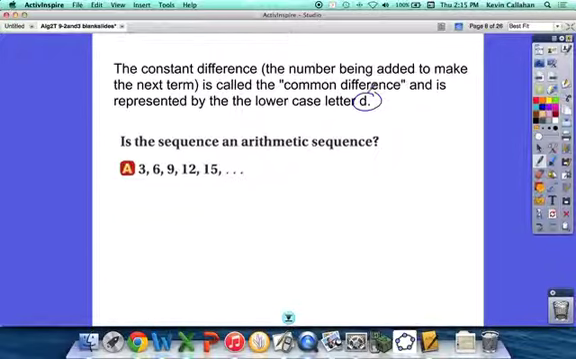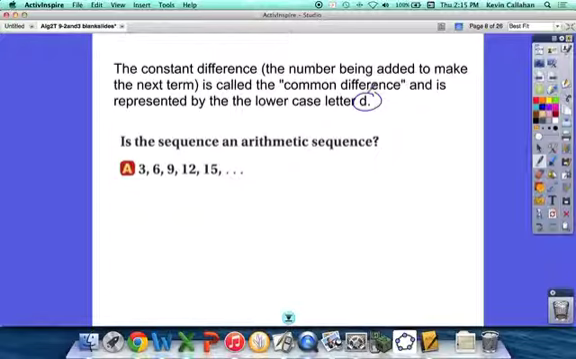So what are all the things that we have letters for now? d is the common difference. n is the number of the term, or the ordinal number of the term. a is the value of the term, right? So those are all the things.